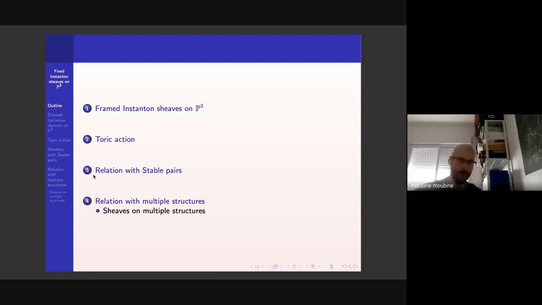So in my talk, I will introduce instanton sheaves, especially in the case of framed instanton sheaves. So I will talk about these framed ones. Then see the toric action, how it lifts to the moduli space of instanton sheaves, and how we can use it to get some information about this fixed locus in the moduli space. And then I will present for you some relation with stable pairs of Pandharipande and Thomas, and at the end, relation with multiple structures and sheaves on multiple structures.